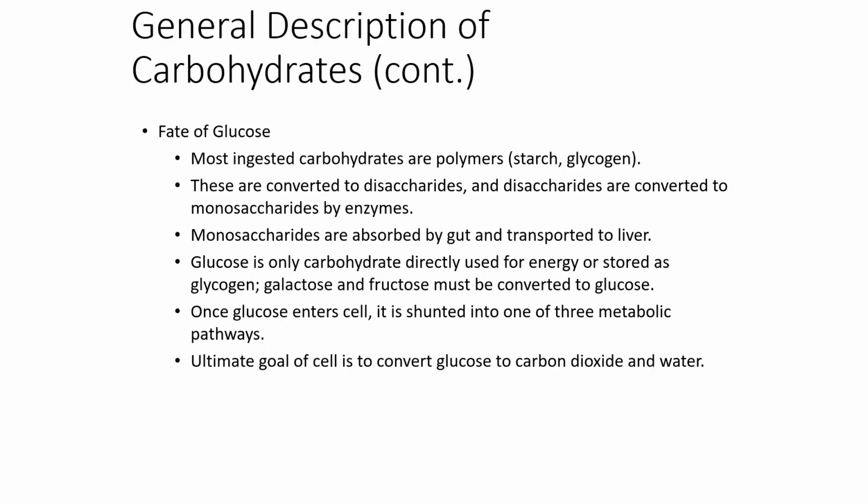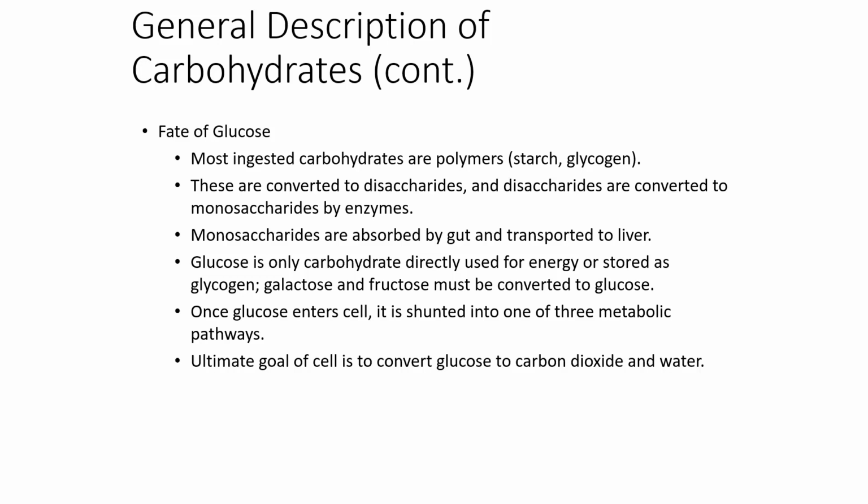So most ingested carbohydrates are polymers. Those are converted into disaccharides and then monosaccharides by enzymes in the digestive tract. Monosaccharides are then absorbed by the gut and transported to the liver. Glucose is the only carbohydrate directly used for energy stored as glycogen. Galactose and fructose must be converted to glucose.